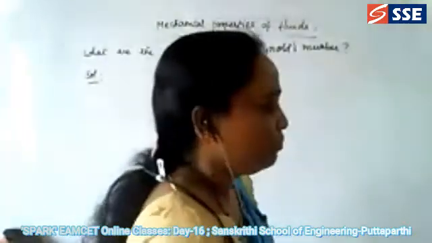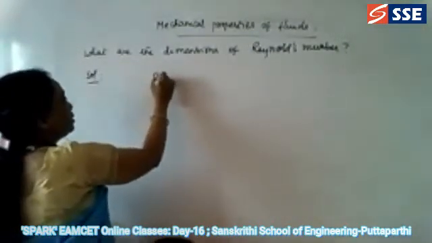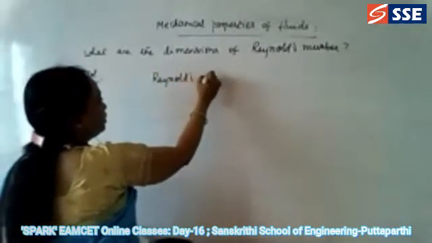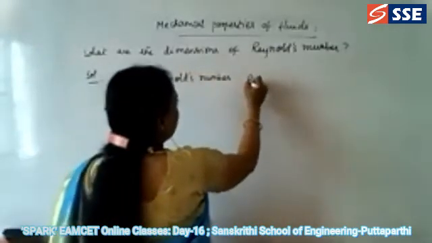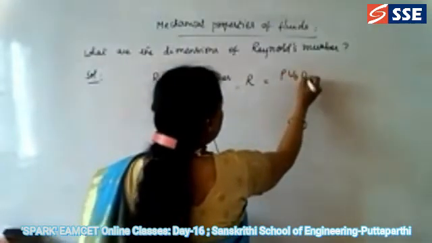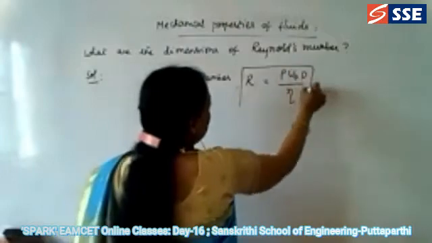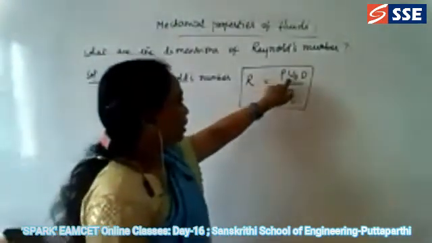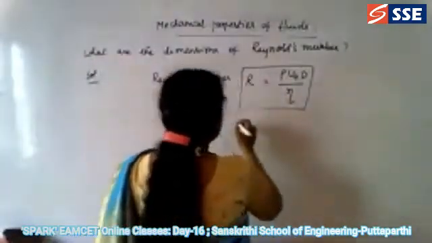Very important. So note down, we know the Reynolds formula. Reynolds number R is equal to rho into V naught into D by eta. So this is the formula for Reynolds number: R is equal to rho V naught D by eta, where rho is the density.